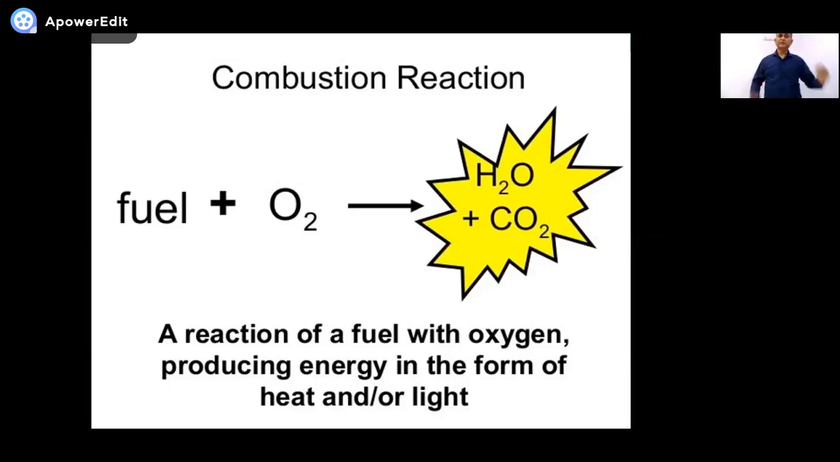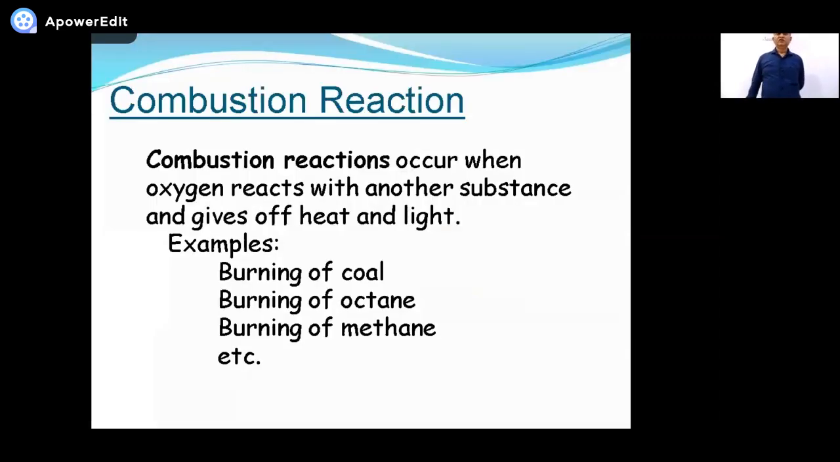If you are using nitro in a vehicle, that is something different. Even then, it's a combustion reaction. So, combustion reaction occurs when oxygen reacts with another substance and produces large amount of heat and light. Example, burning of coal, burning of octane. Octane is high octane petrol. Methane, whatever you say. Methane is the major part, I told you, of natural gas.